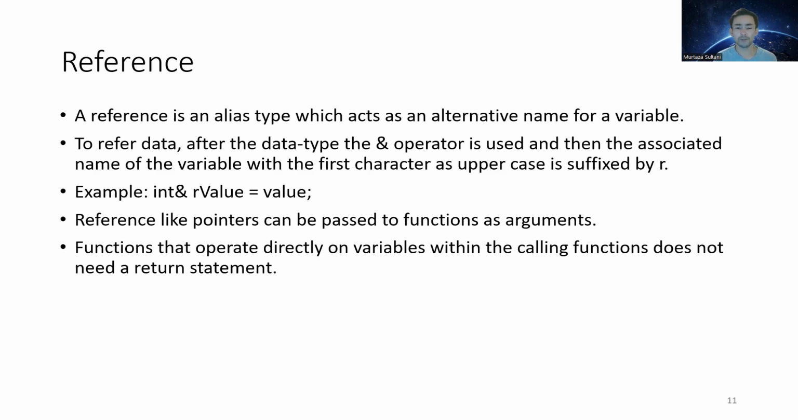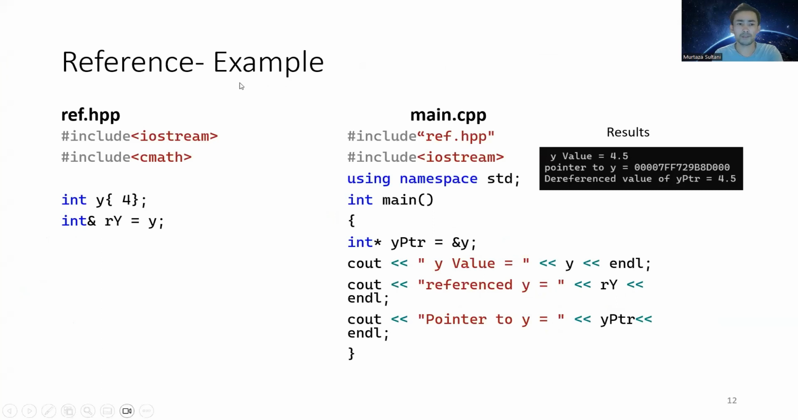References, like pointers, can be passed to functions as arguments. Functions that operate directly on our variables within the calling functions do not need a return statement. Okay, let's go to the reference example.